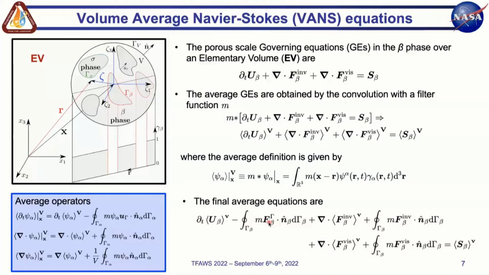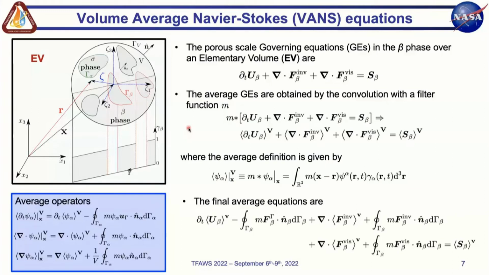And you can see that you have three extra terms which are active at the interface of the beta and sigma phase. For instance, if you are solving the continuity equation, these terms will give you the surface mass balance. And if you are solving the energy equation, this will give you the surface energy balance, like was shown in the previous talk.